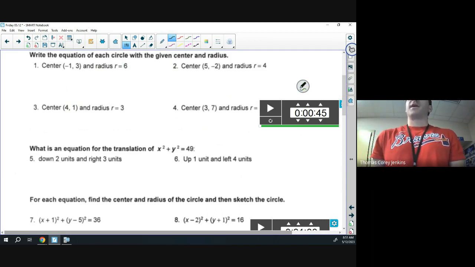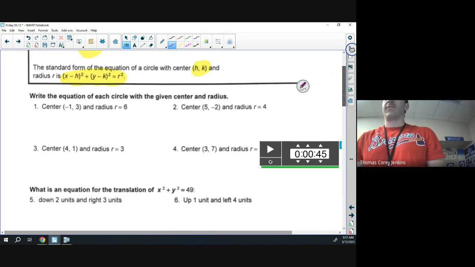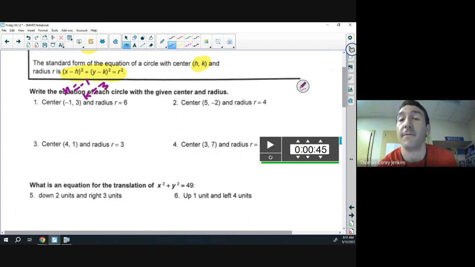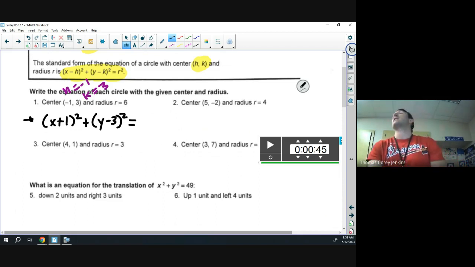Okay, so number one, we have a center at -1, 3 and a radius of 6. Looking at the formula, we need h, we need k, we need r. In this case, h is -1, k is 3, and r is 6. So we sub in, and we get x minus -1, so x plus 1 squared plus y minus 3 squared equals 6 squared, which we'll go ahead and simplify to 36. So don't write 6, it's 36. Okay, that's how you do that.